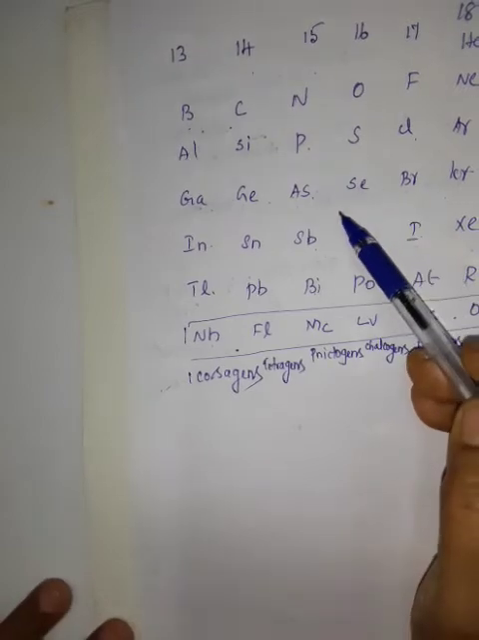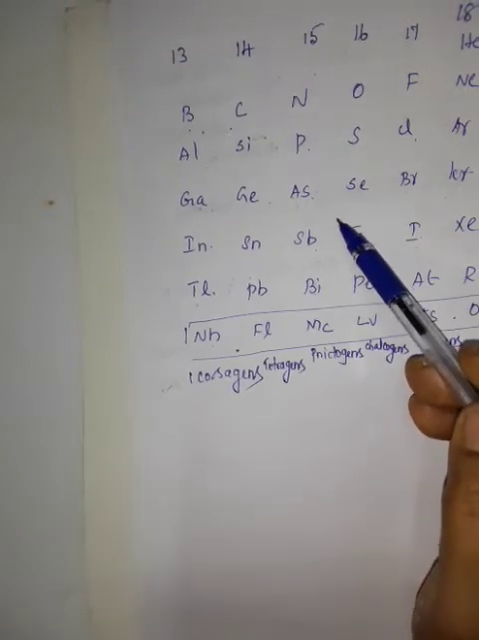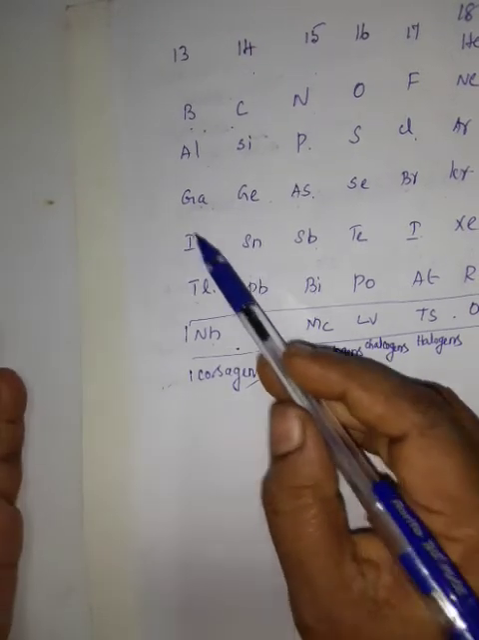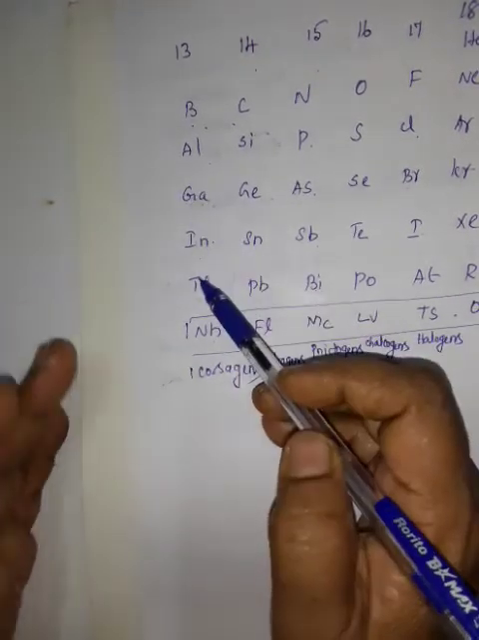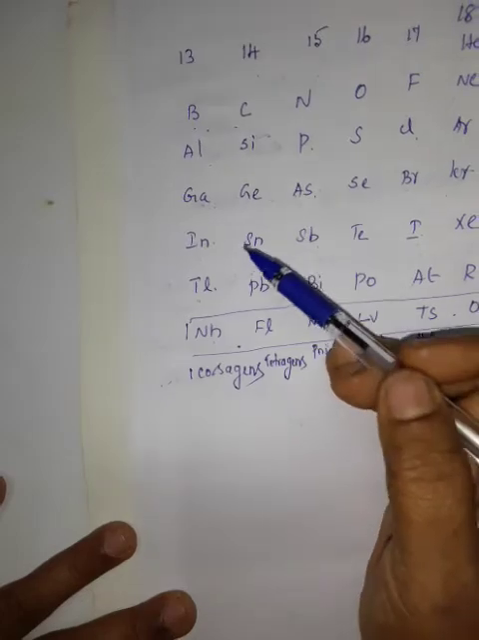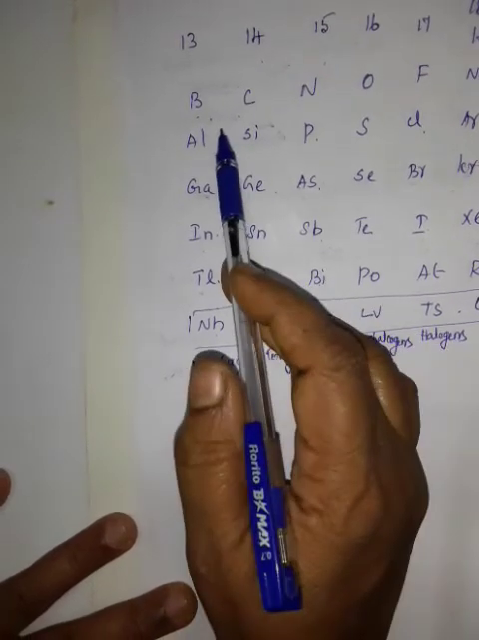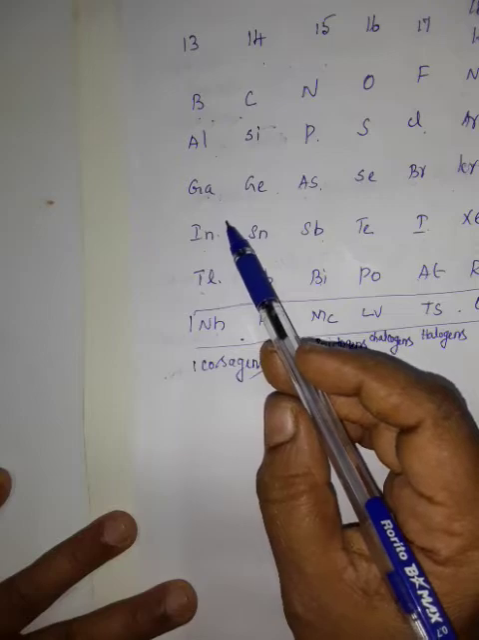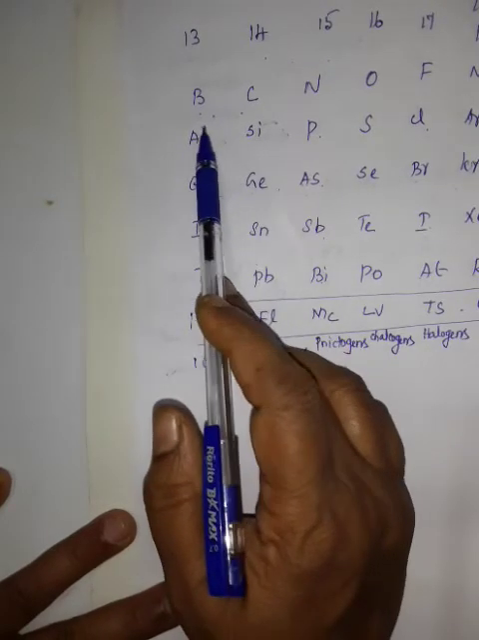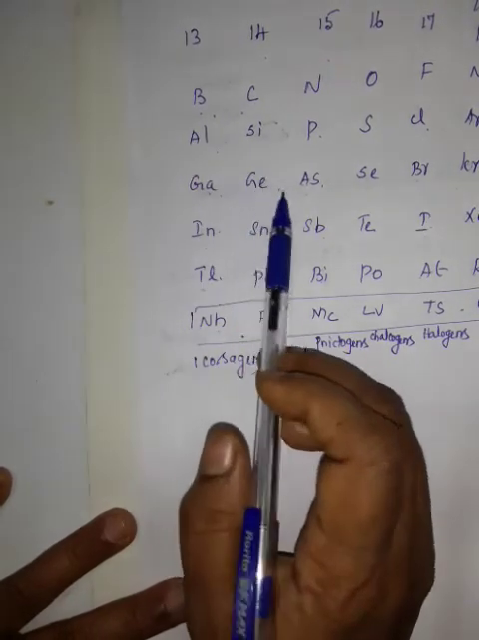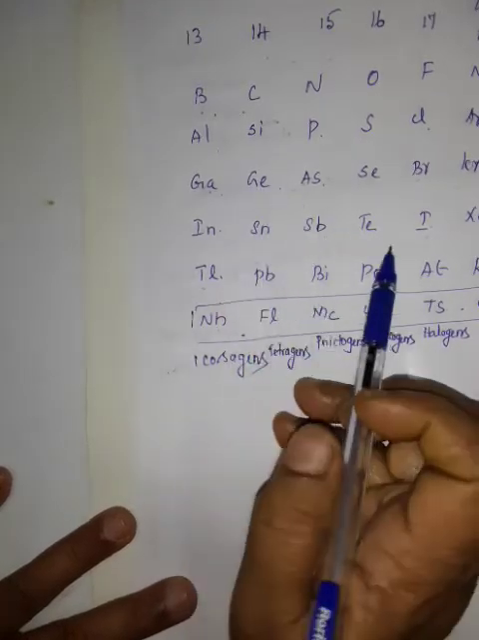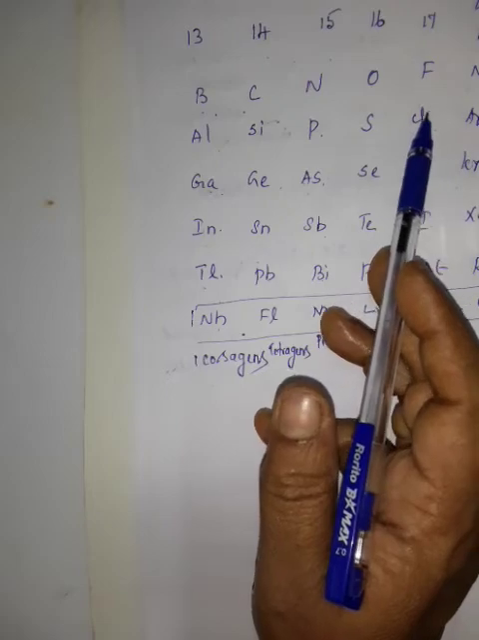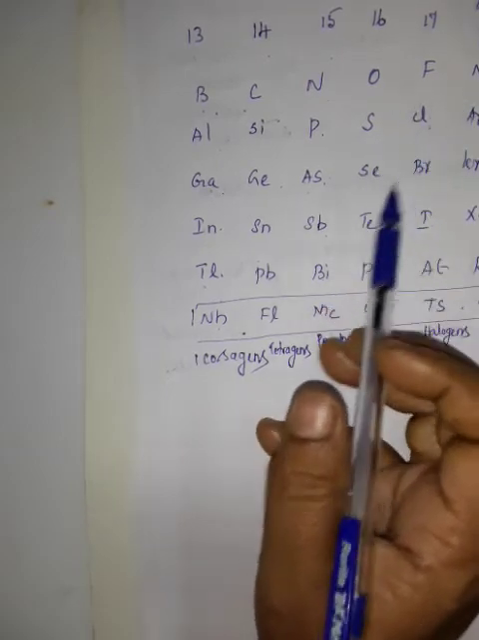Here there are metals, non-metals and metalloids. All the metals are present in the right lower position. I'll explain that in the next video. Metalloids means having both metal and non-metal characters. That is boron, silicon, germanium. These are metalloids. The non-metals are present in the right top corner.